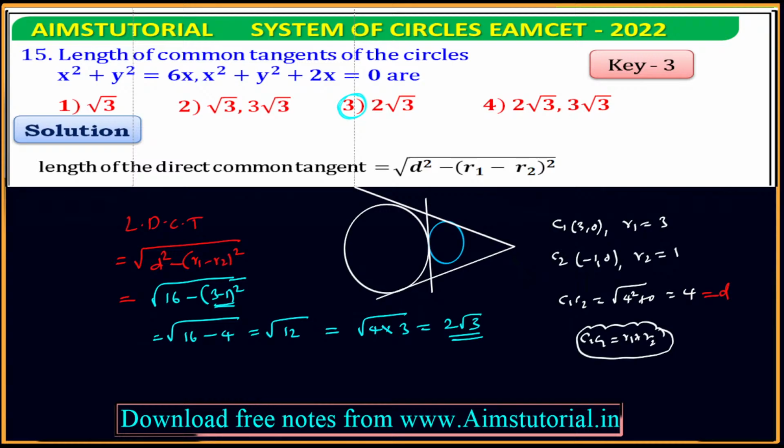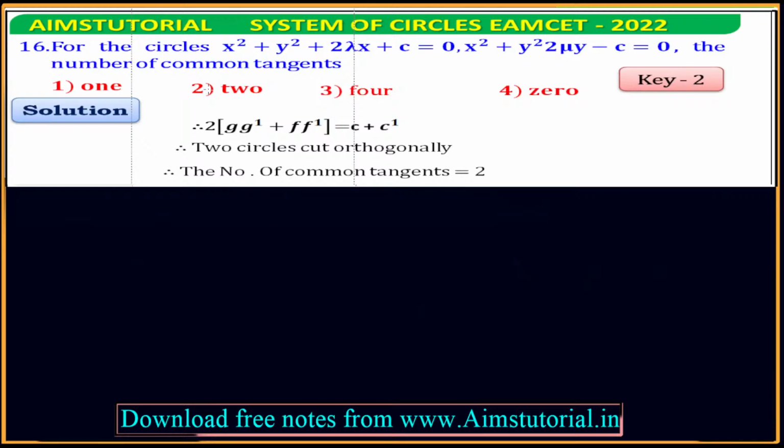Now question number 16. For the circles, number of common tangents. If you observe here, plus c, minus c. The y term is not there, the x term is not there. Given circles intersect each other orthogonally. So what is the condition of orthogonality? 2g g dash plus 2f f dash equals c plus c dash.